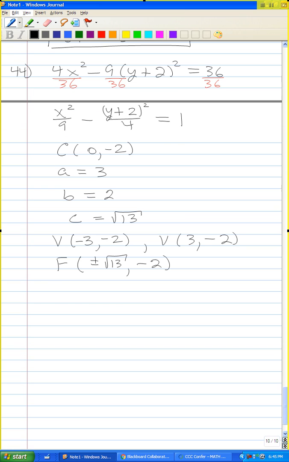The asymptotes are located at y plus 2 equals plus or minus b over a x. Maybe I'll write it as y equals negative 2 plus or minus 2/3 x, just because it looks a little nicer. Not that it's any better, but okay, so that's the equation of my asymptote.